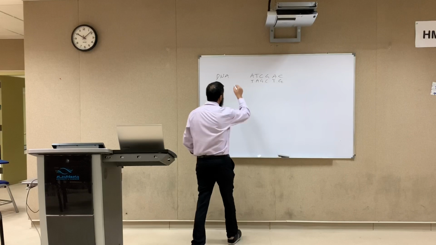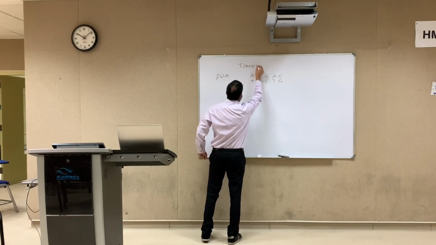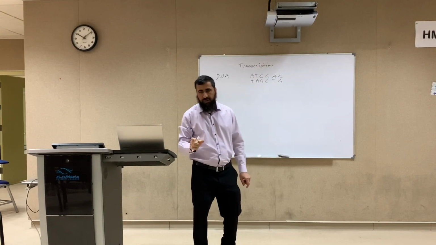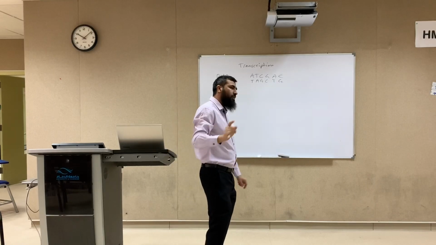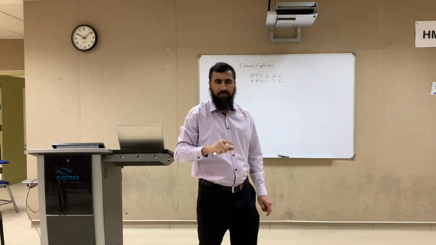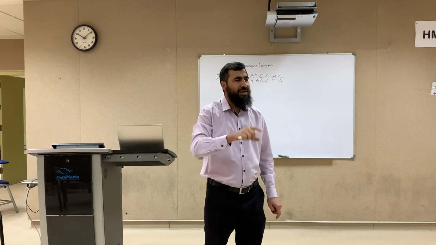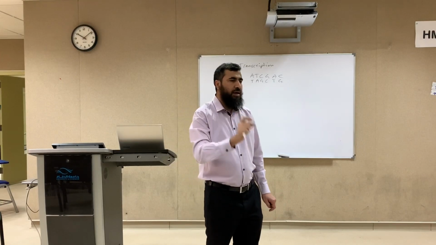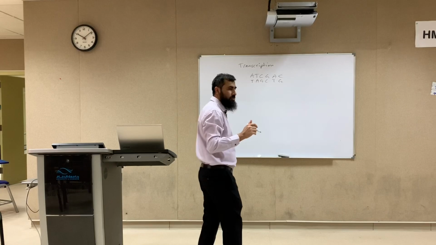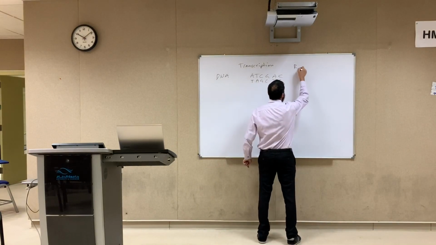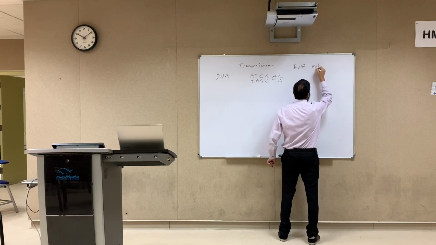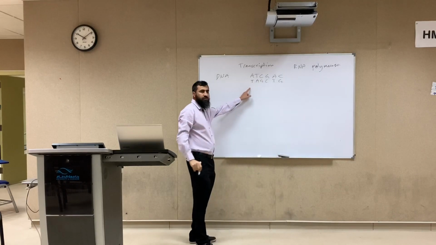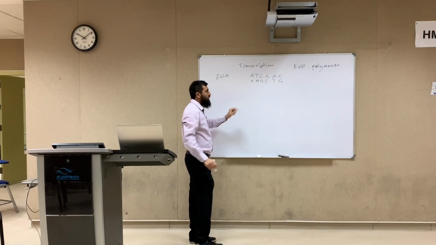So in transcription, there's an enzyme which is responsible for making the RNA. Remember in replication we had DNA polymerase? DNA polymerase makes a copy of the DNA. So to make an RNA from DNA, we have another enzyme called RNA polymerase. So in transcription we use RNA polymerase. This enzyme is responsible for converting the DNA to RNA, okay?